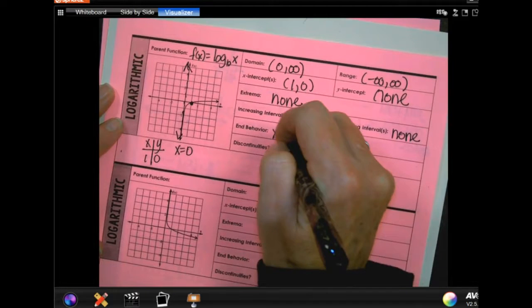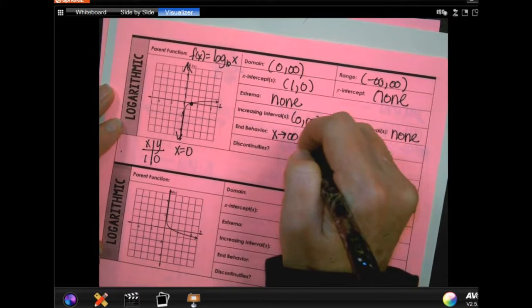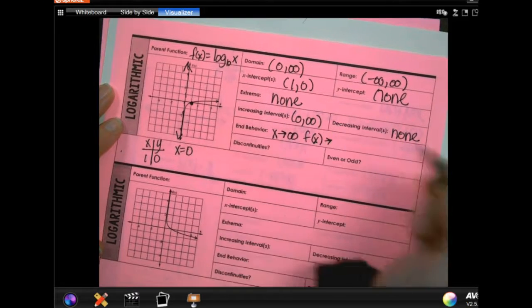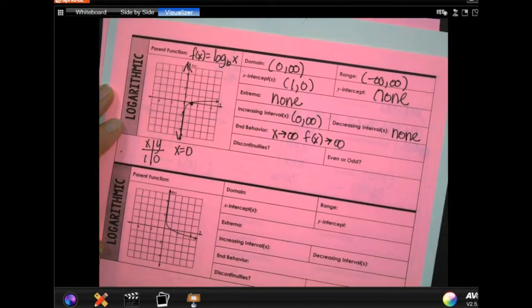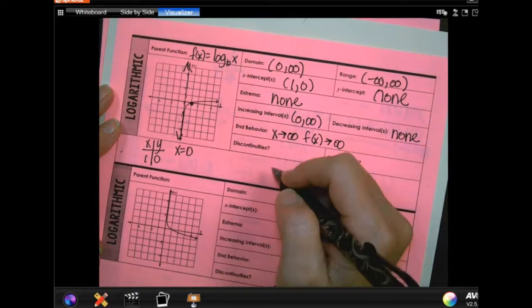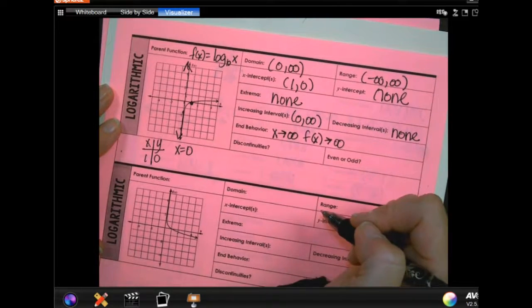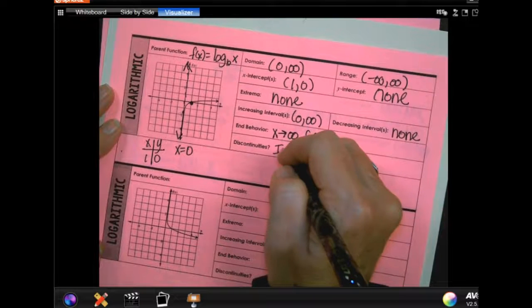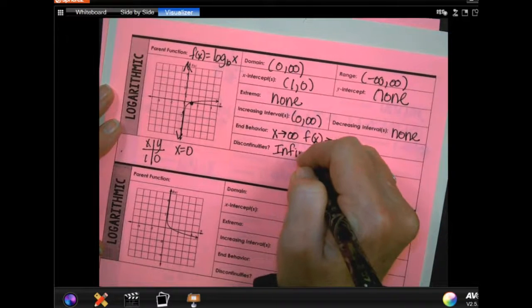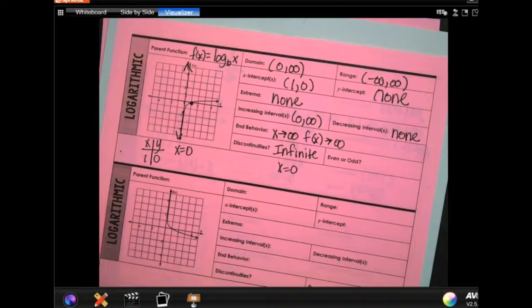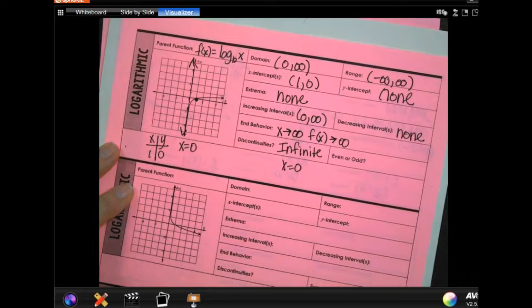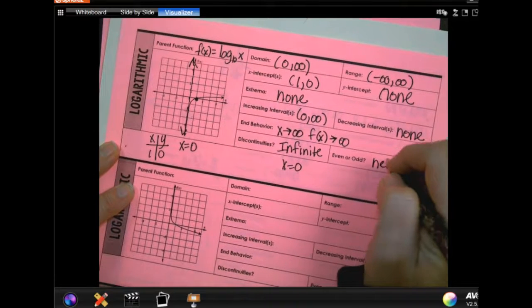So as x approaches infinity, what happens to my y's? They approach what? Infinity. Can I do as x approaches negative infinity? No, because we can't have negative. So are there any discontinuities here? We do. We have an x equals 0, so that's infinite at x equals 0. We don't list the y equals, right? Only the x. Is this even or odd? Neither.